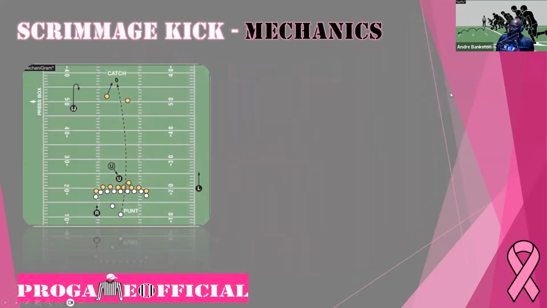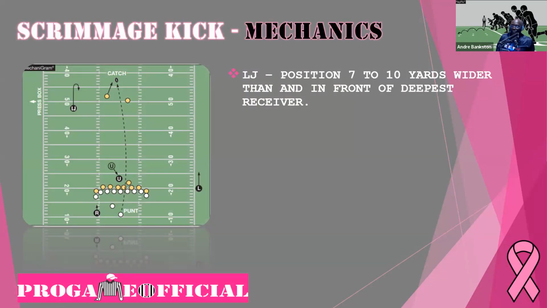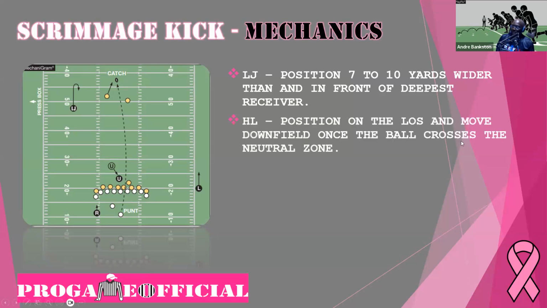So what is a scrimmage kick? Let's get to there. Let's look at mechanics again. So the line judge, on a scrimmage kick or a punt, you want to position yourself 7 to 10 yards wider and in front of the deepest receiver. If you notice, the line judge is on the field, and that's acceptable, only because you want to make sure that you can see what's going on and have a good angle, but you want to be in front of the receiver, not behind the receiver.